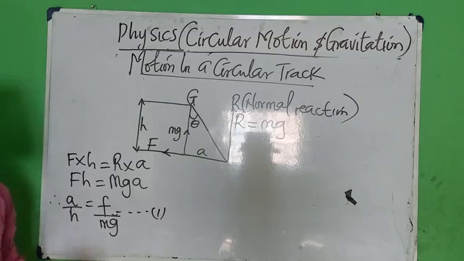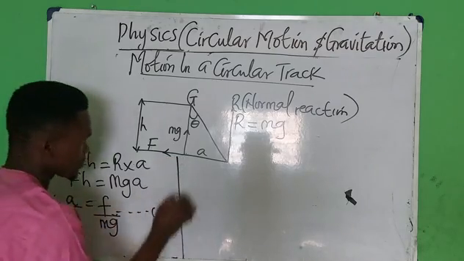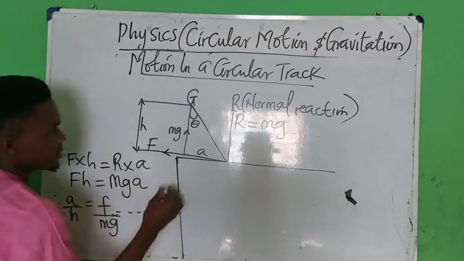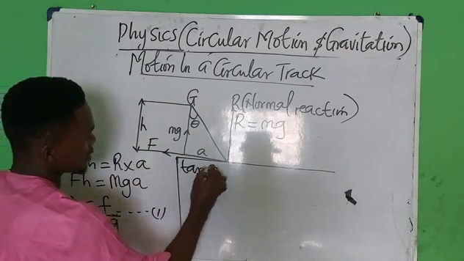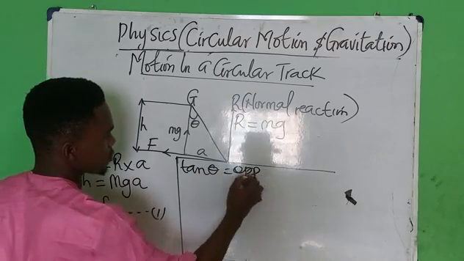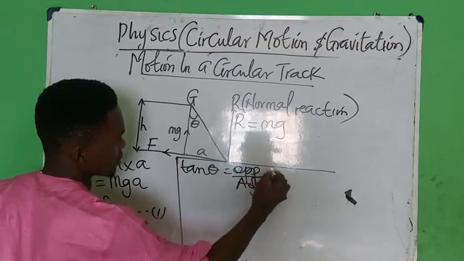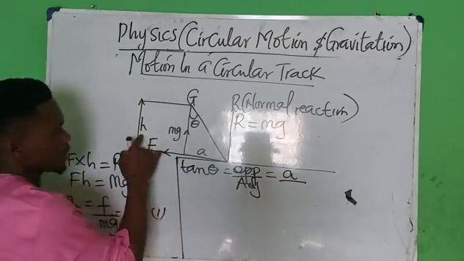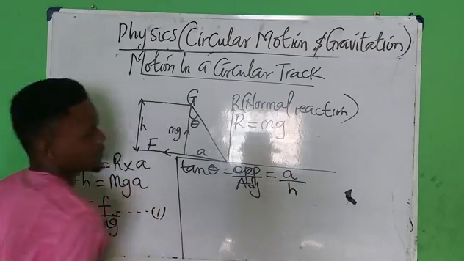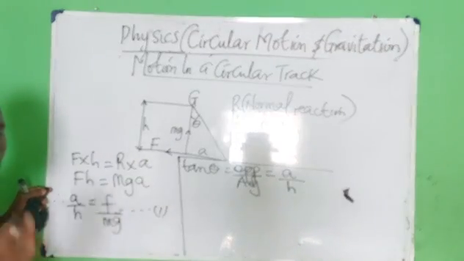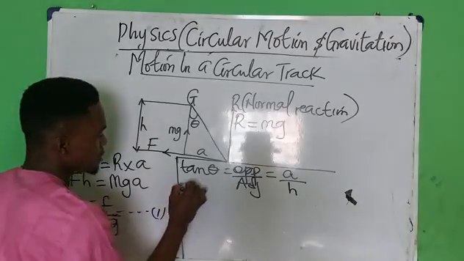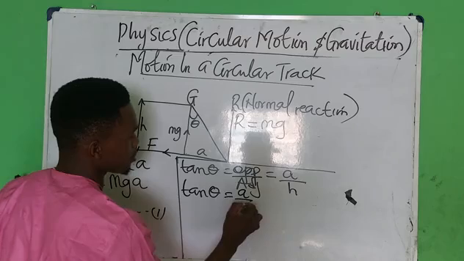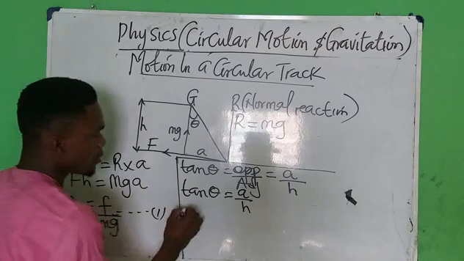Is it clear enough? So the next one, what do we have here? This should be tan theta. Tan theta, which is opposite over adjacent. Opposite here is what? This angle. Then the adjacent is what? H. I believe that is understood enough. It therefore means that tan theta is equal to what? A over what? H.